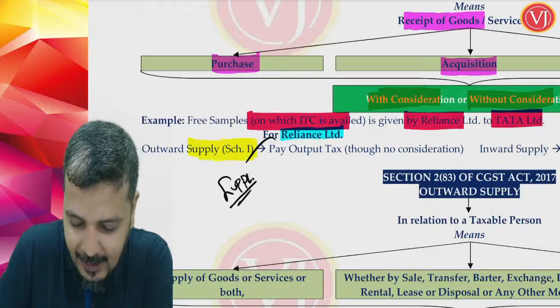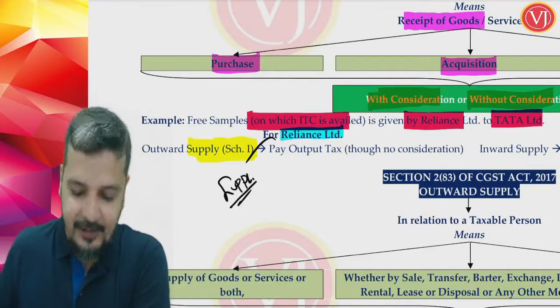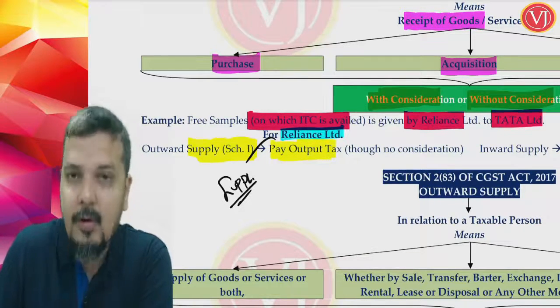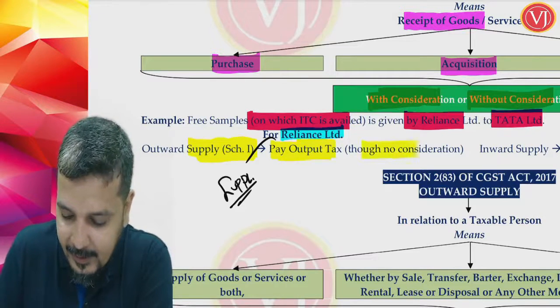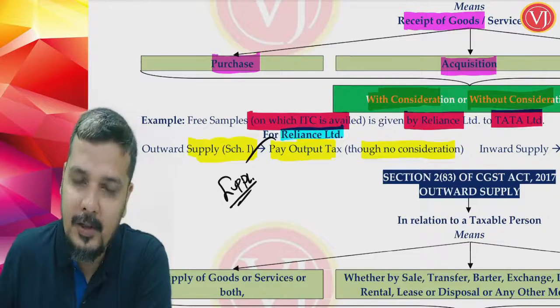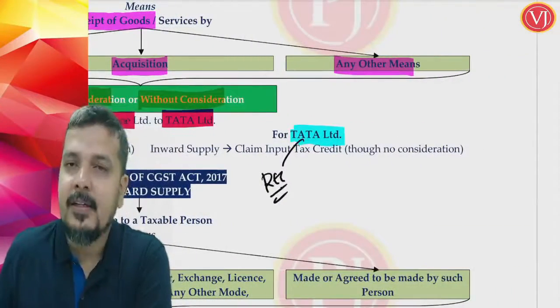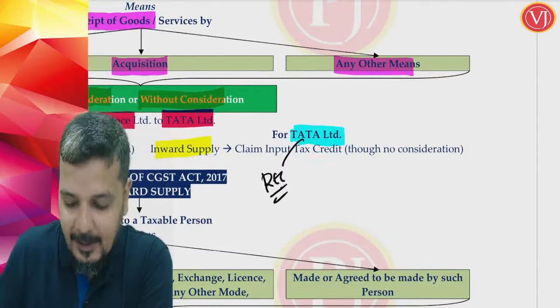Deemed supply under para 1 of Schedule 1: permanent transfer or disposal of business assets on which ITC is availed. So Reliance Limited will have to pay output tax. Though it has given free of cost to Tata Limited, and it is not getting any consideration, Reliance Limited has to pay output tax. Now, as far as Tata Limited is concerned, it is an inward supply for Tata Limited. Can Tata Limited claim ITC?